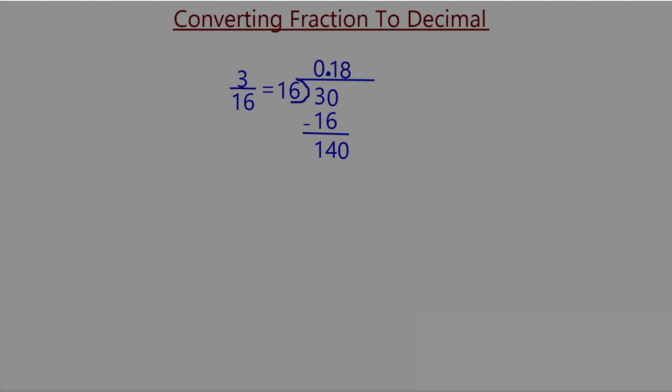8 times 16 equals 128. Minus 128 from 140 we get 12. We place a 0 after 12 to make its value larger than 16. 120 divided by 16 gives 7. Leaving our answer to the nearest thousandths, we have 0.187.